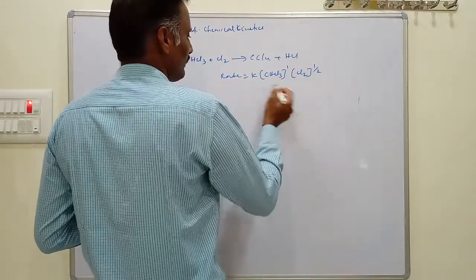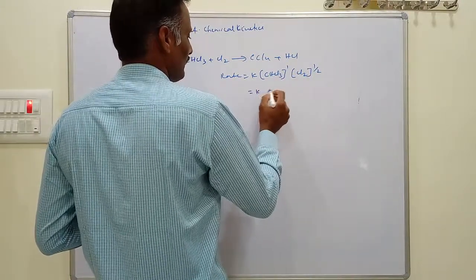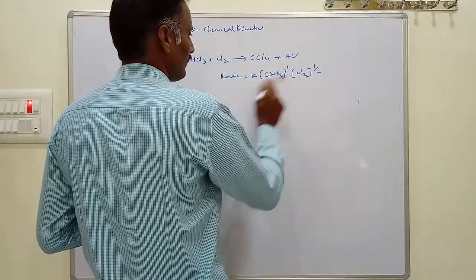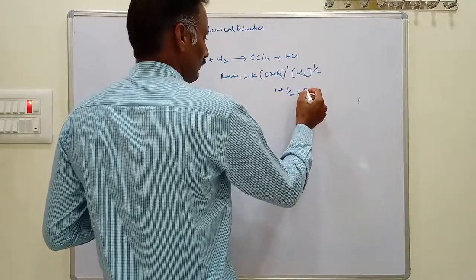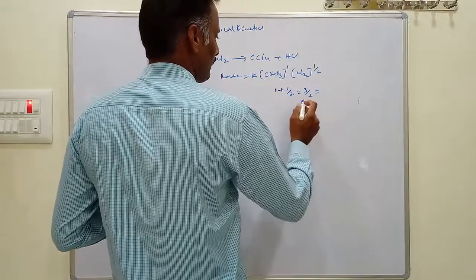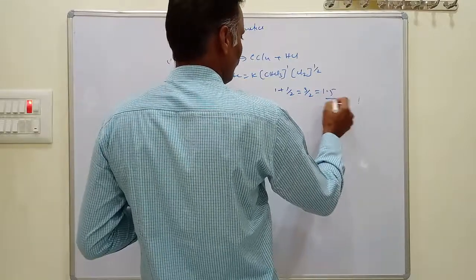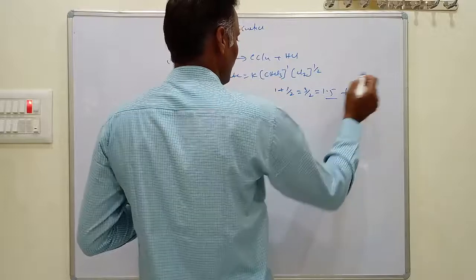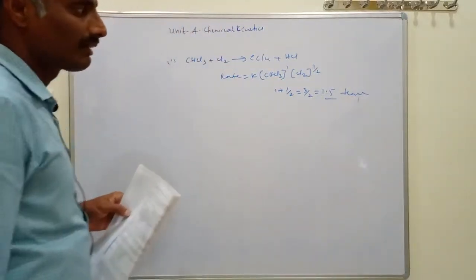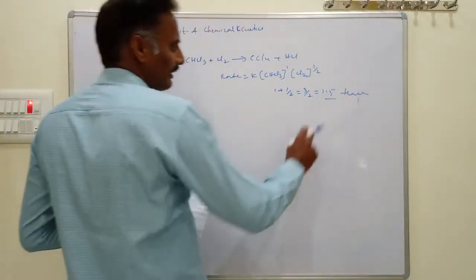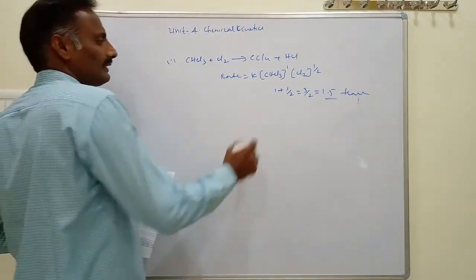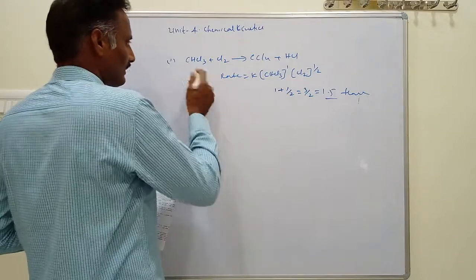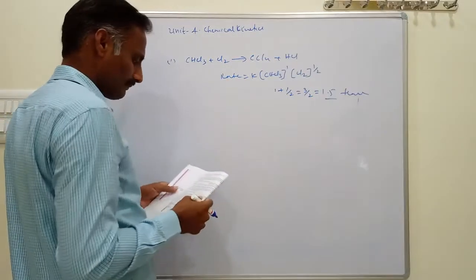What is the overall order? The overall order is the sum of the powers, 1 plus half, equal to 3 by 2, which is 1.5. This is called a fractional order reaction, where you will get fractions. This type of question is also asked in examinations, so give an example for a fractional order reaction like this.